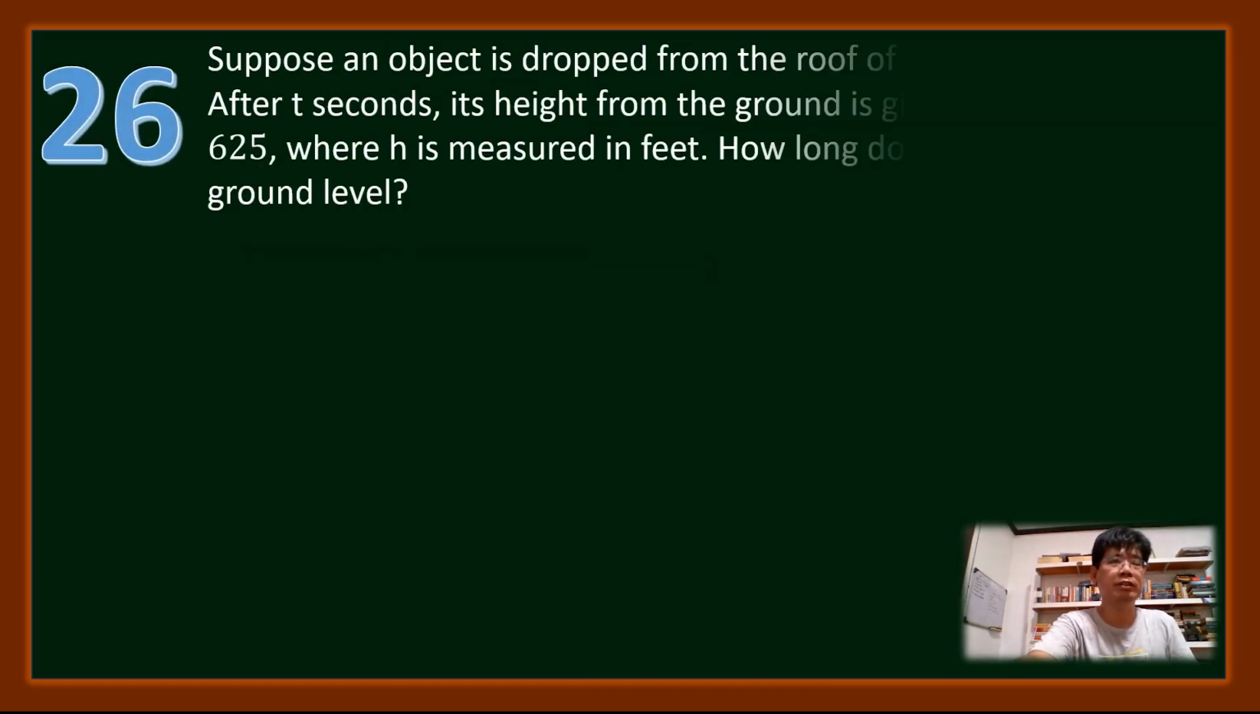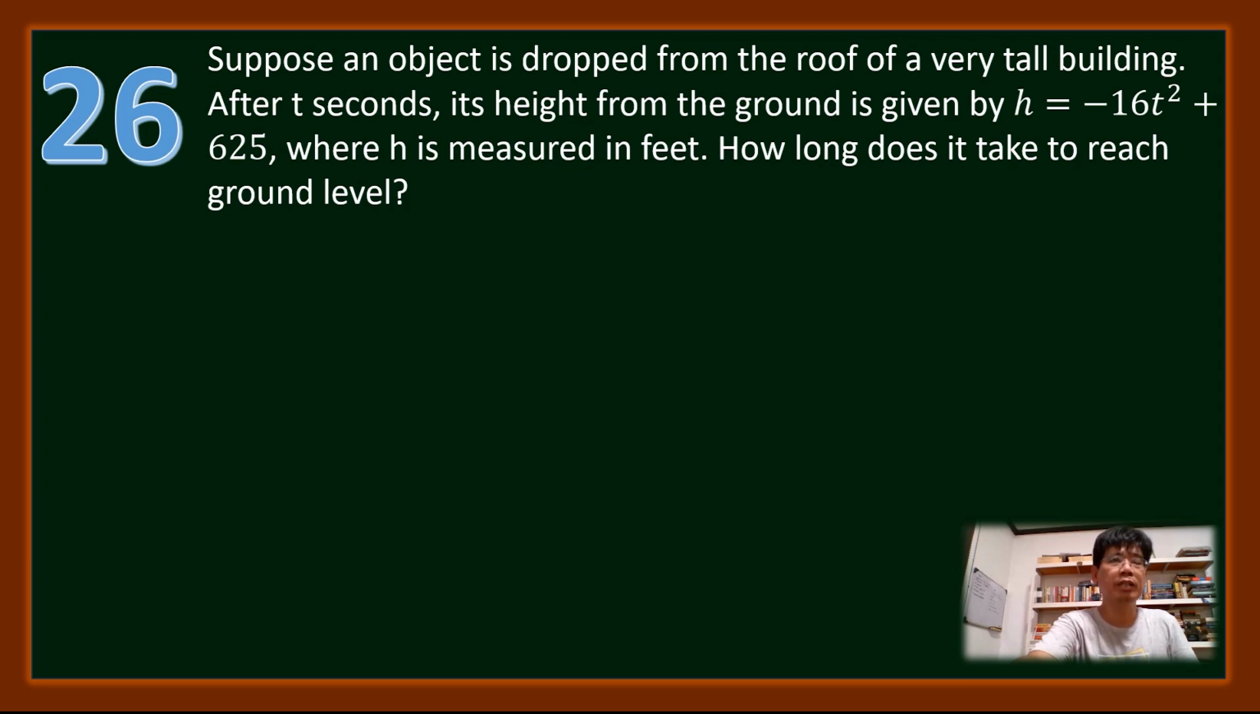Number 26. Suppose an object is dropped from the roof of a very tall building. After t seconds, its height from the ground is given by h is equal to negative 16t squared plus 625, where h is measured in feet. How long does it take to reach ground level?